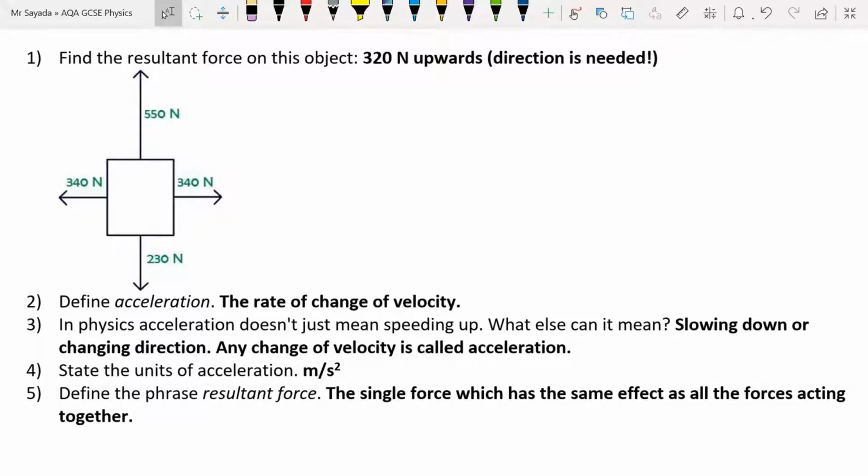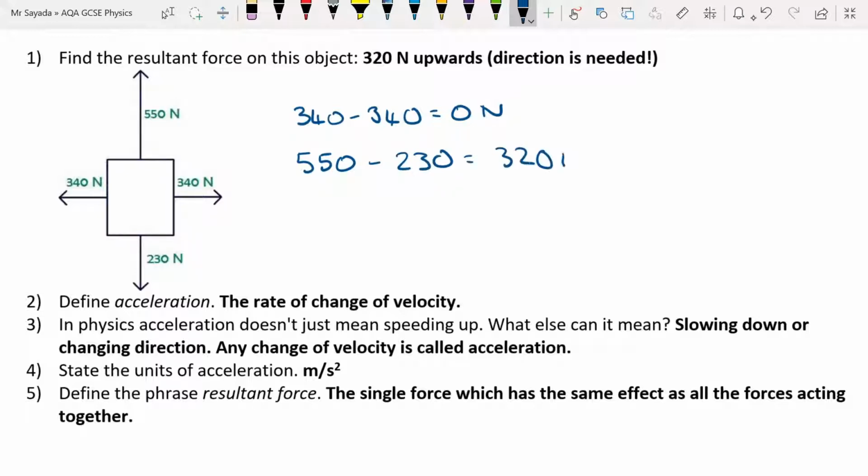So just to remind you of a few things, in question 1, the reason why the resultant force is 320 newtons upwards is that there are equal forces to the right and to the left. So horizontally, you have 340 minus 340, which gives you 0 newtons. But vertically, you have 550 newtons up and 230 newtons down, which gives you 320 newtons upwards. You must include direction if you're being asked for a force.